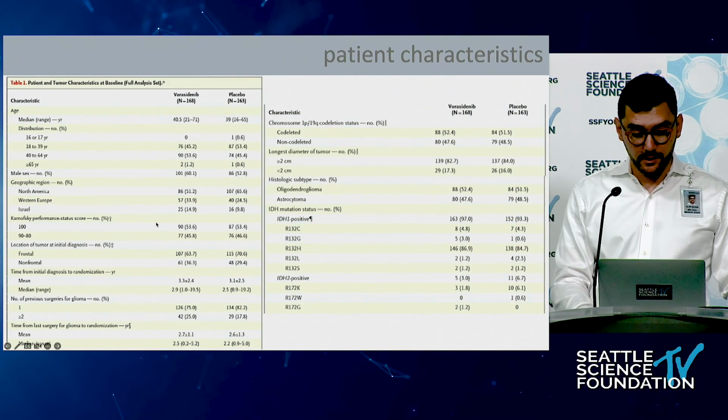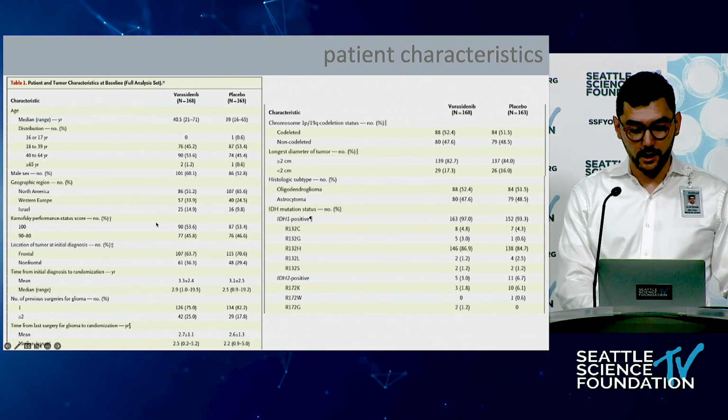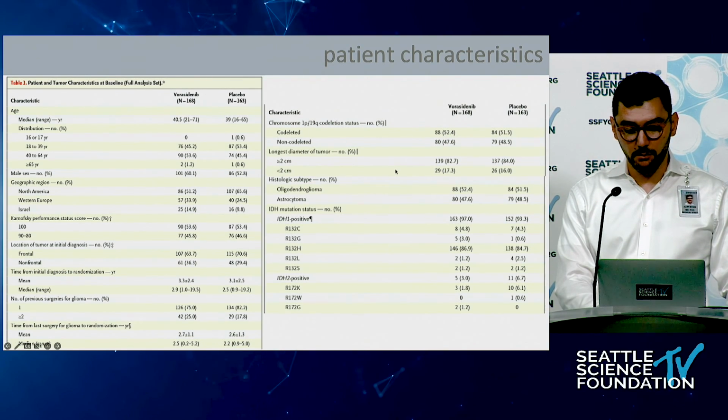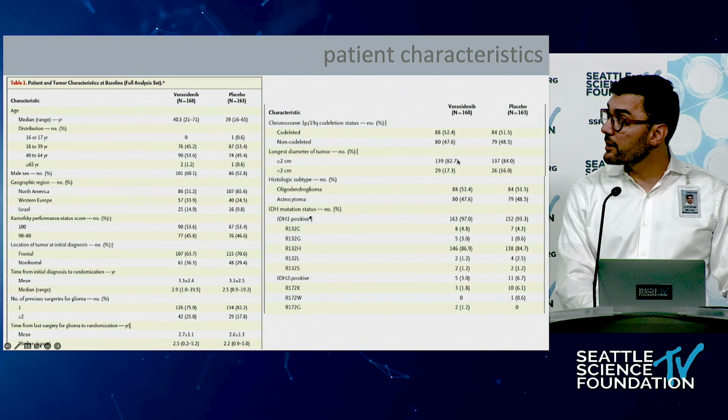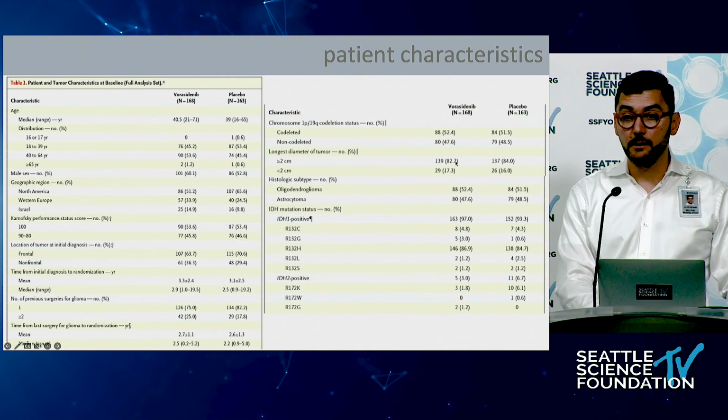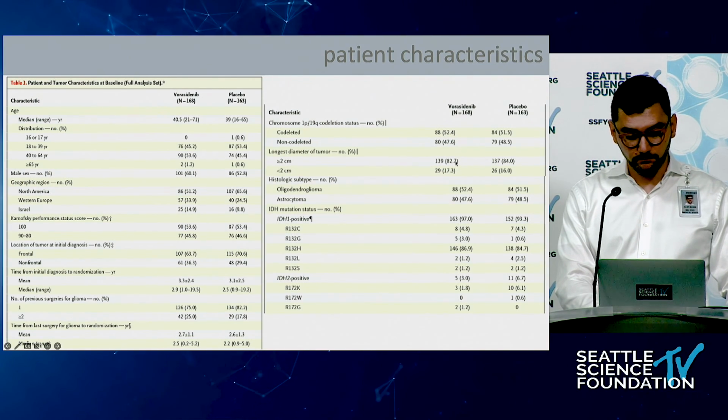And these are the patient characteristics. There's not really much here. I think it's exactly as you would expect. The couple things I'll point out is it was about evenly split between oligos and astros. A fair number of tumors had at least 2 centimeters of measurable disease.